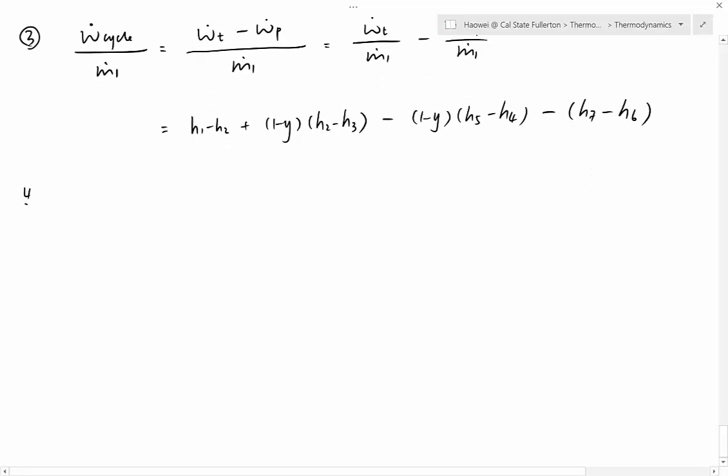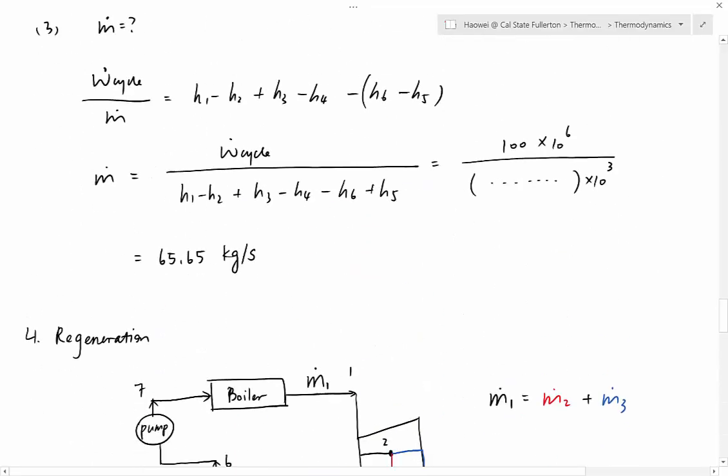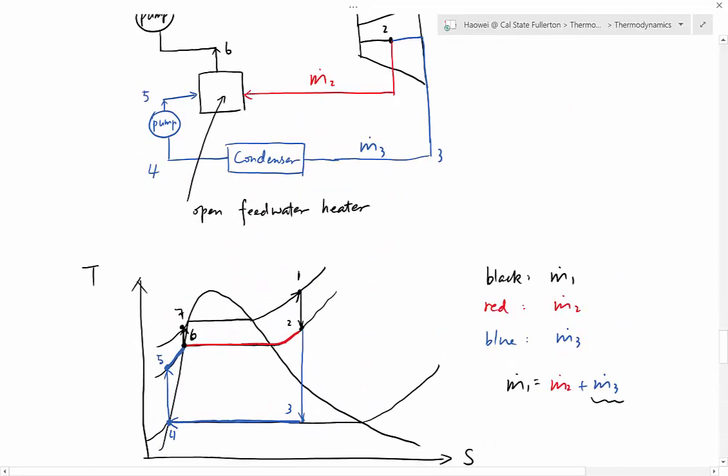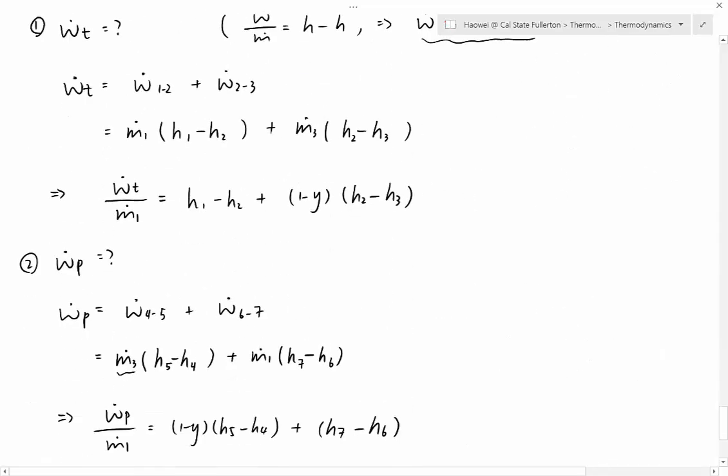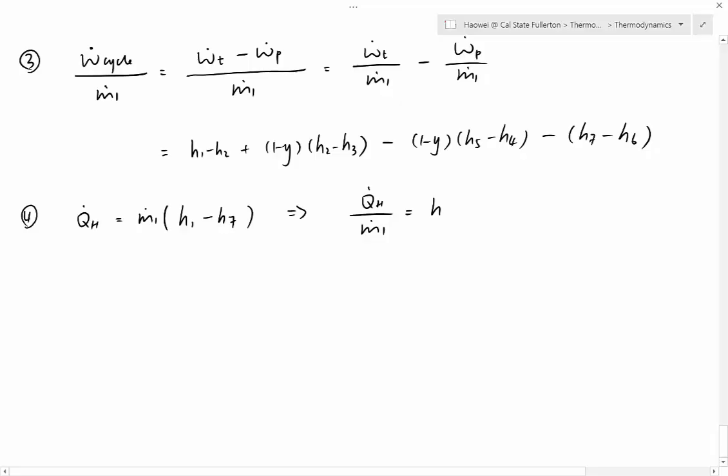Okay, and then part 4, how much heat do you have to provide? Q dot hot. Okay, and there's only one boiler, that is process 7 to 1, and it's color black, so the mass flow rate is m dot 1. M dot 1 multiplied by enthalpy, which one minus which one? Because 7 to 1, 1 is the end. The end must have more energy. So H1 minus H7. So the solution is H1 minus H7.